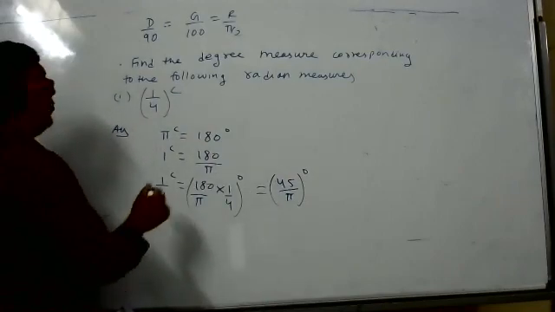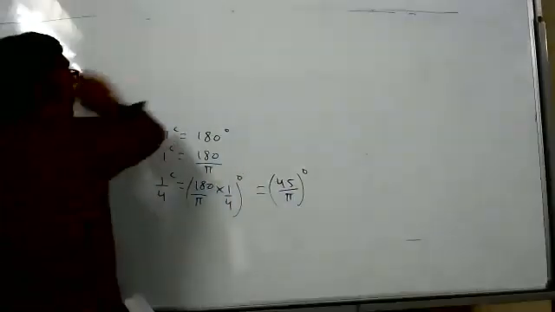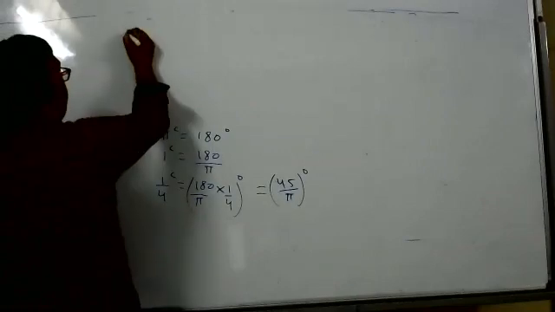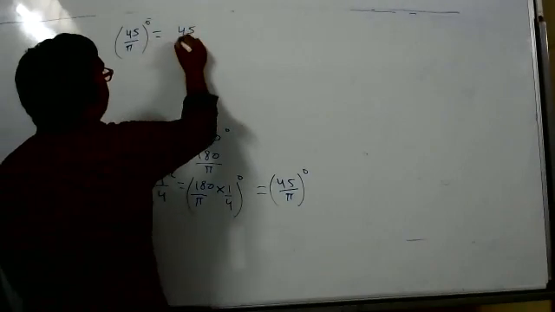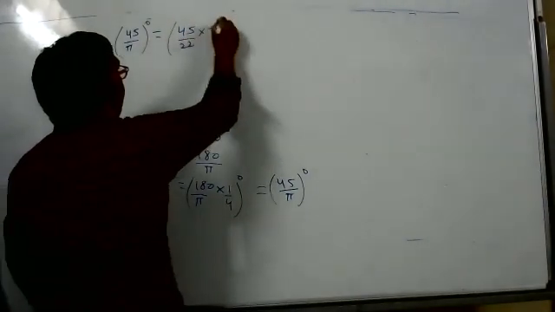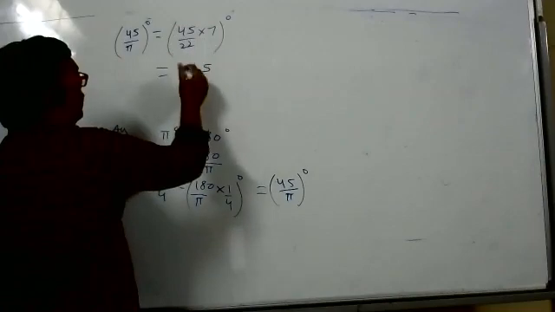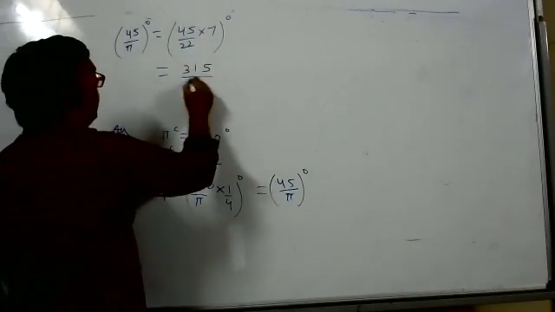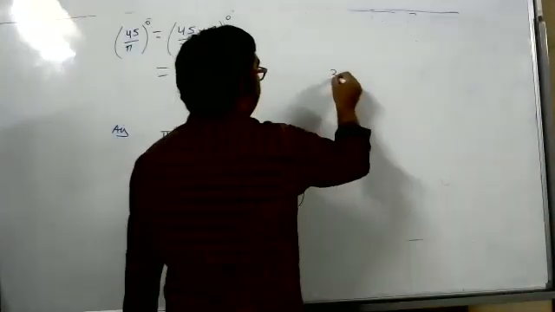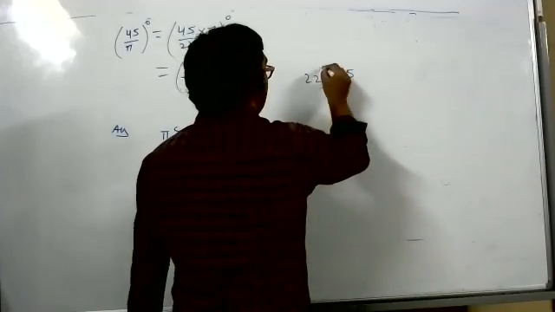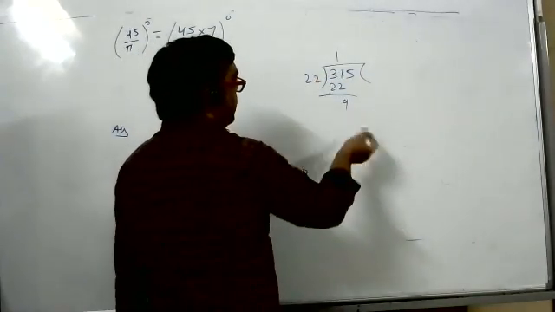So how to proceed? I'll erase a little bit of the board. Very simple. Tell me what to do now. 45 by pi. In the place of pi, write 22 by 7, and find the answer. Numerator: 7 5s are 35, 7 3s are 21, 7 4s are 28. 315 by 22 you will get. Now divide in rough work. 315 divided by 22. 22 ones are 22. 31 minus 22, 9. 95 you will get.